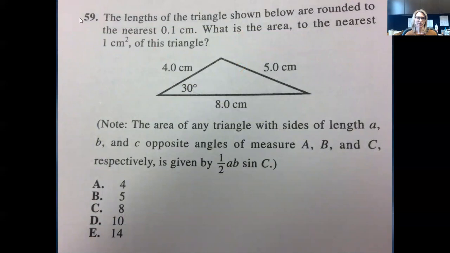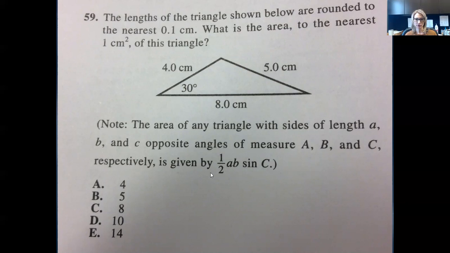All right, let's do this one. It's 59, so it's near the end of the test. So this is one of the harder questions on this test, or at least one of the more complicated topics since it's trigonometry. The lengths of the triangles shown below are rounded to the nearest tenth of a centimeter. What is the area to the nearest 1 centimeter squared of this triangle?